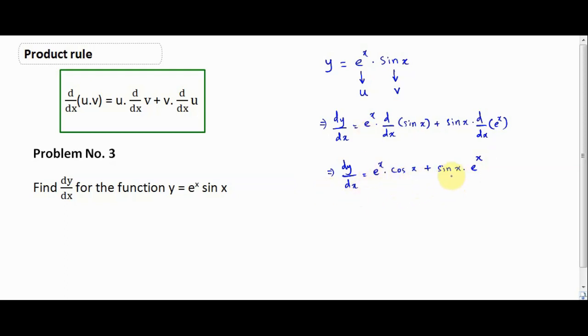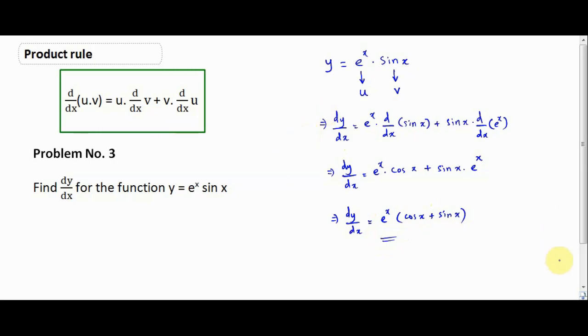So this is the derivative of the given function. Now on the right hand side we have e raised to x common in both the terms. So we may rewrite it as dy by dx equal to e raised to x into cos x plus sin x. So this is the answer. This way, by making use of the product rule, we may solve problems like this.